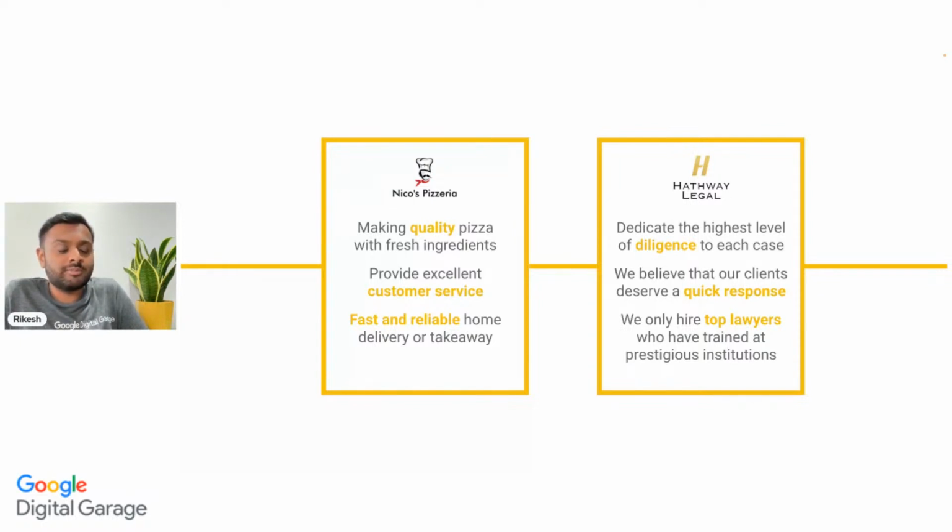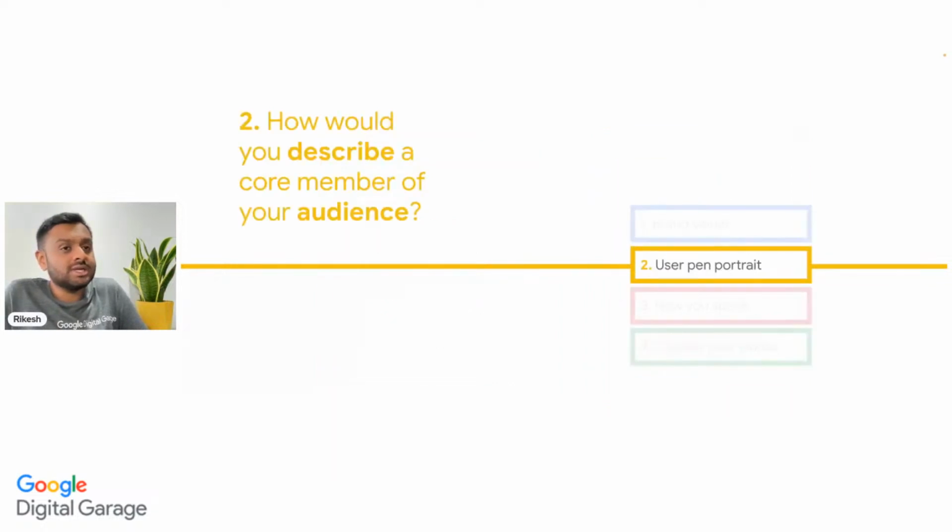And it's an important step. That's why we have this as step one: identifying our brand values is step one of developing our brand tone of voice. Now, step two is to answer the question that you can see on screen: how would you describe a core member of your audience?